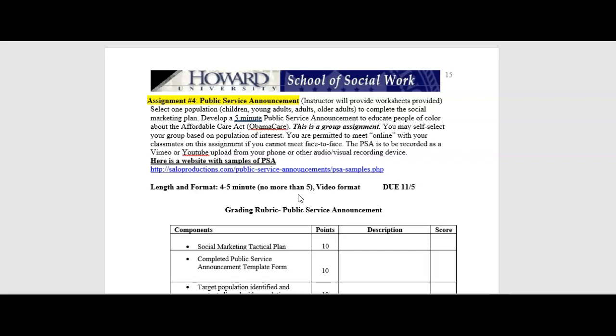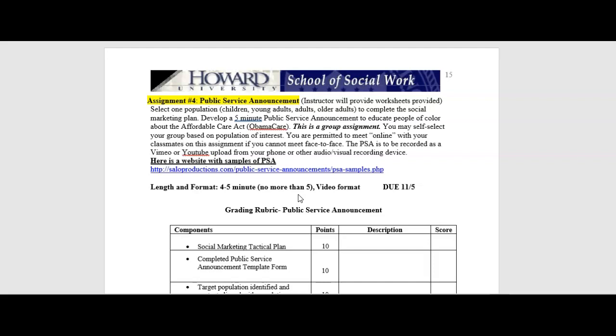We can talk more about this if you have questions about this PSA, and an example of a website with samples of the public service announcements is listed here. There will also be a Blackboard folder in the week prior that will give you more resource information on public service announcements. Again, a 4 to 5 minute video, due 11/5, November 5th.